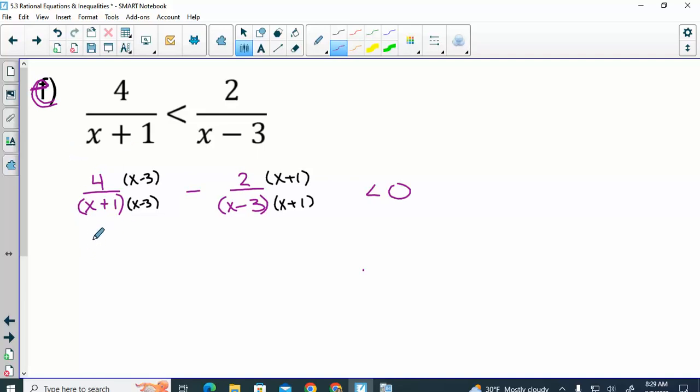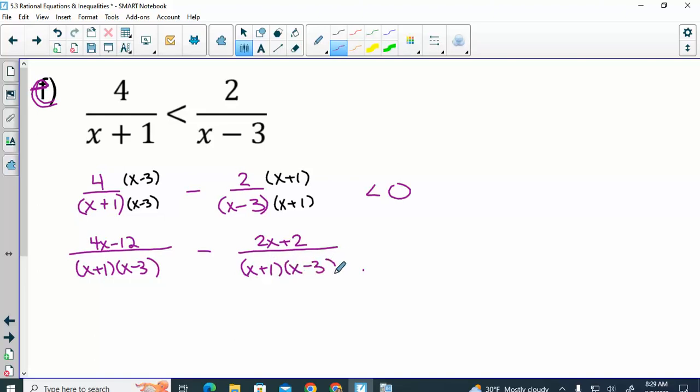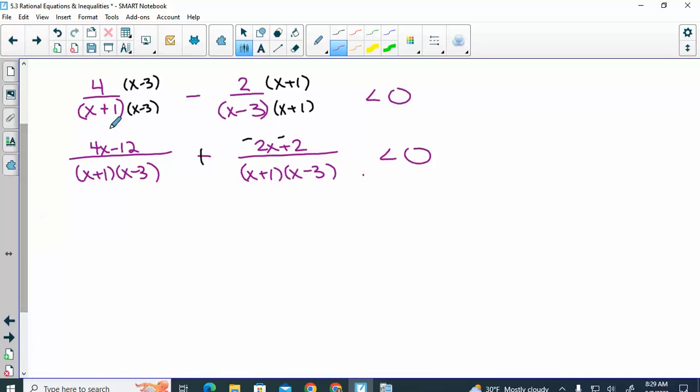So on the top, if I distribute, you get 4x minus 12, and I'm just going to leave the bottom as x plus 1 times x minus 3. Multiplying it out won't benefit us at all. Minus, this would be 2x plus 2. Do it double parentheses? Yes. Distribute the negative. So 4x minus 2x is 2x. Negative 12 minus 2 is negative 14.